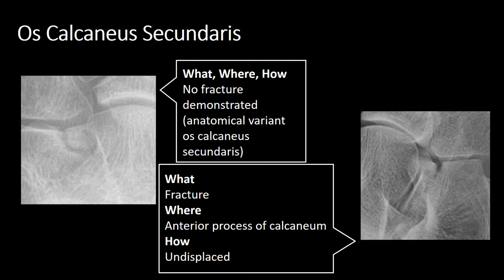On the left is os calcaneus secundaris. Unfortunately, it's not easy to see the well-corticated margin on the accessory ossicle. However, the clue to indicate that this is a chronic appearance and not acute is to look at the adjacent host bone of the calcaneum. It's a dense sclerotic margin, indicating that this is well corticated. Anything that is well corticated is chronic in appearance.